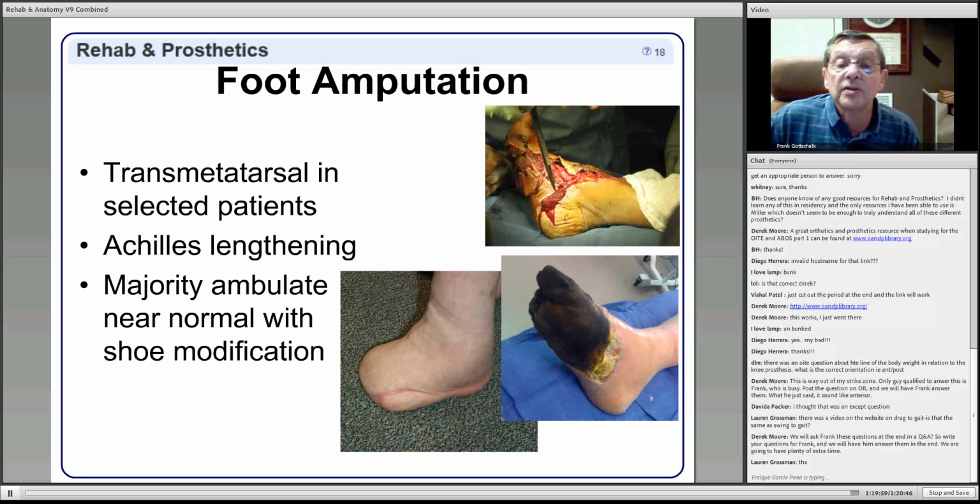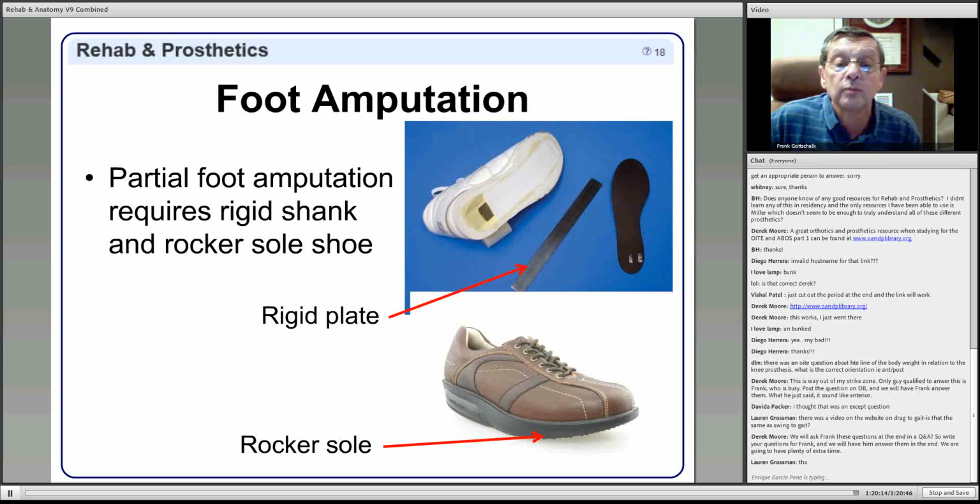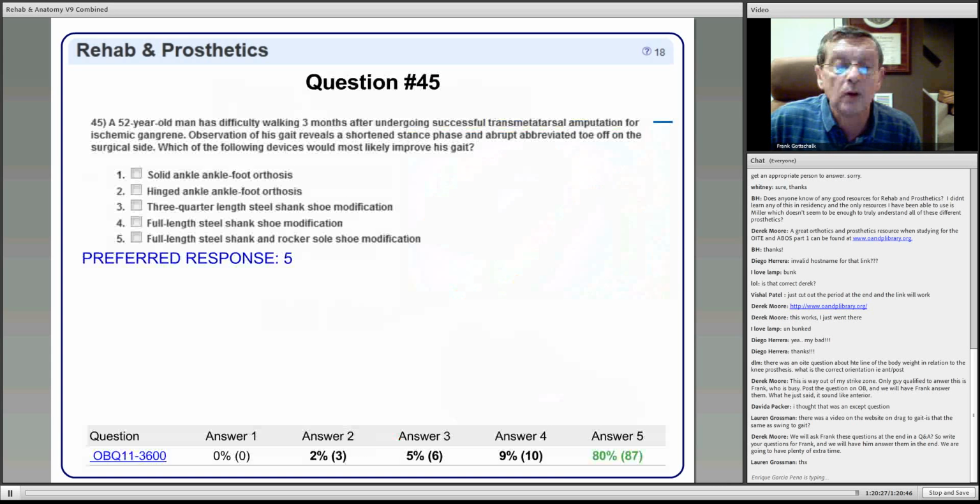transmetatarsal amputations are done in selected patients, sometimes for trauma, sometimes for vascular disease, as you see in the bottom right-hand illustration. Remember again, Achilles tendon lengthening for all of them, and most of these individuals will ambulate with appropriate shoe modification. And the shoe modification that we talk about is a rigid steel plate or a shank and a rocker sole to allow for rollover at the level of the amputation. So the correct answer for this one was number 5, which most of you were able to get correct.